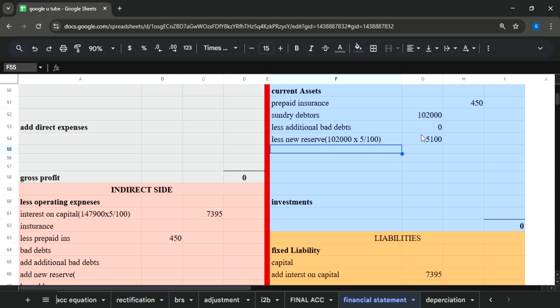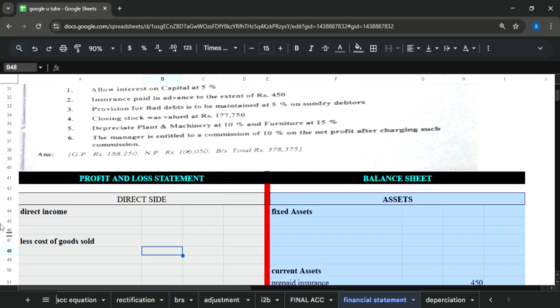Now you are able to calculate the final amount of debtors in the second column, but right now the first effect has been completed on the asset side, and for the second effect you will come over here. Look at here, new reserve, so 5100 can be written over here. I'm telling you once again, this was the third adjustment, provision for bad debts. It should be subtracted from debtors.